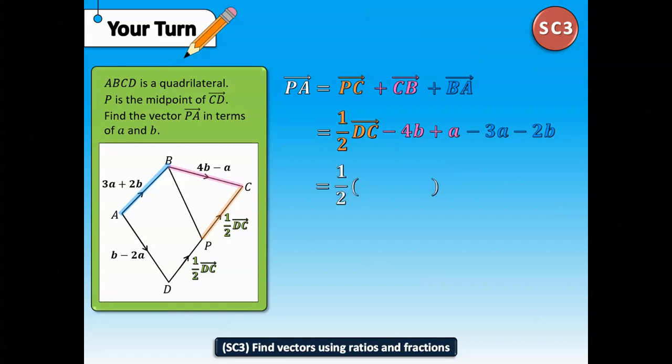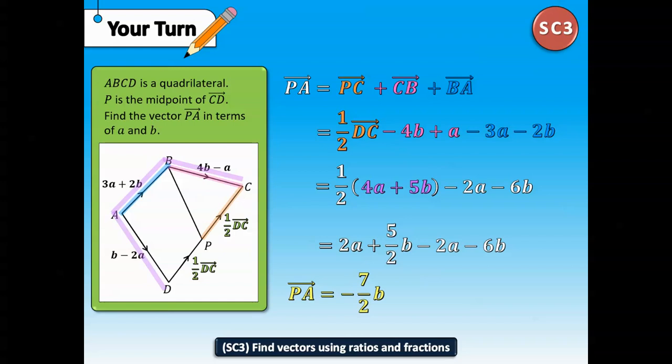Now DC is going from D to A, from A to B, and then from B to C. So that's 4A plus 5B. So we need to half that. It's in the bracket. So that's 2A plus 5 over 2B. Take away 2A minus 6B. Then we can simplify that. So P to A is minus 7 over 2B.